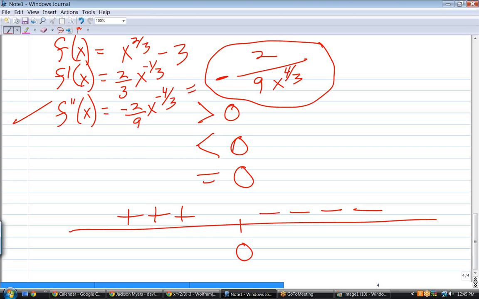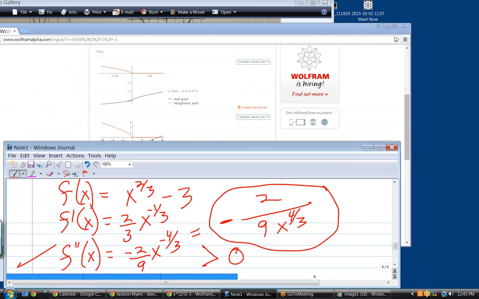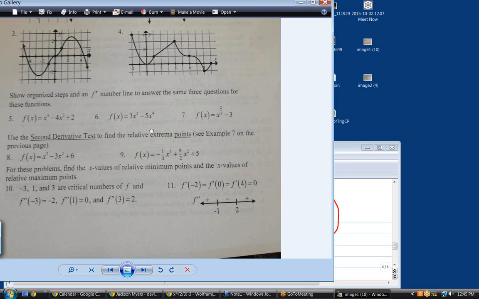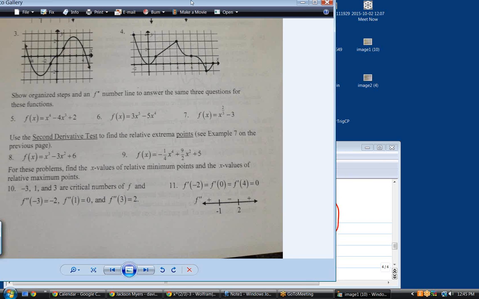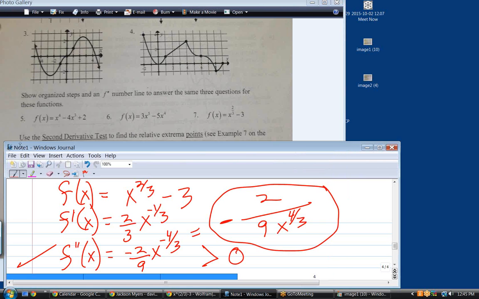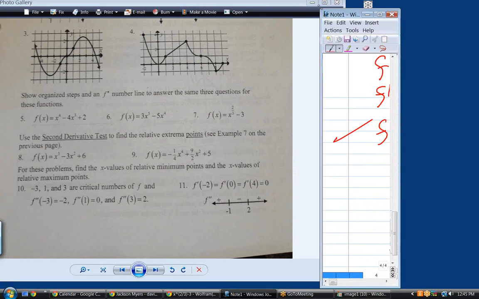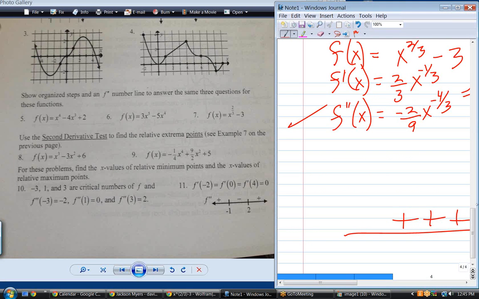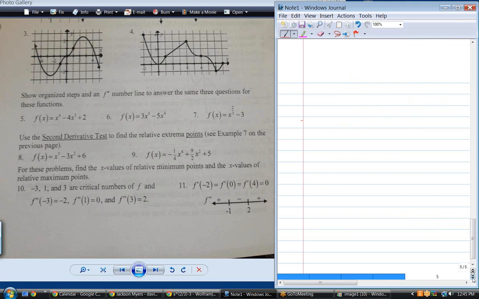Maybe we'll come up against a problem that will require us to plug it into the first function, and I can straighten you out, I think. I got to see the problem, though, before I can think about solving that problem. Use the second derivative test to find the relative extrema points.